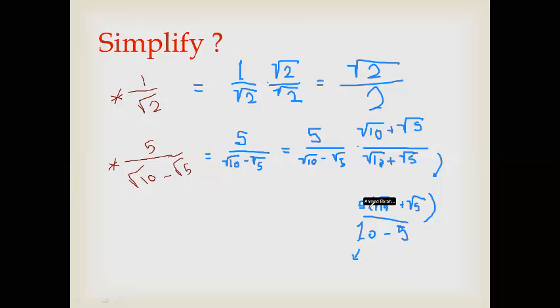Here we have 5 times root 10 plus root 5 over 5. We can cancel 5 with 5, so it will be root 10 plus root 5. Excellent, Ahmed. Great job. Thank you, Ahmed.